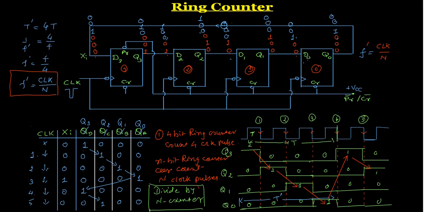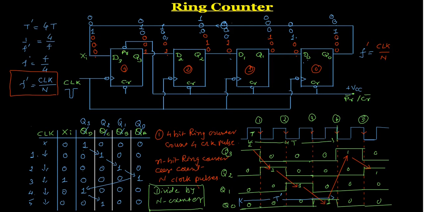So it has n states. Normally in a counter, if we have 4 flip-flops, then the number of states will be 2 raised to 4, that is 16 states. But here it has only 4 states. Second thing, whatever the frequency appearing at the output of the flip-flop is going to be divided by n.